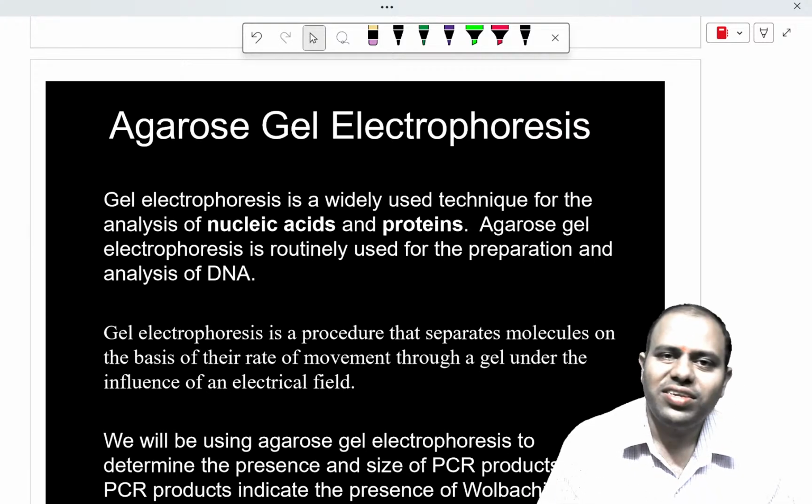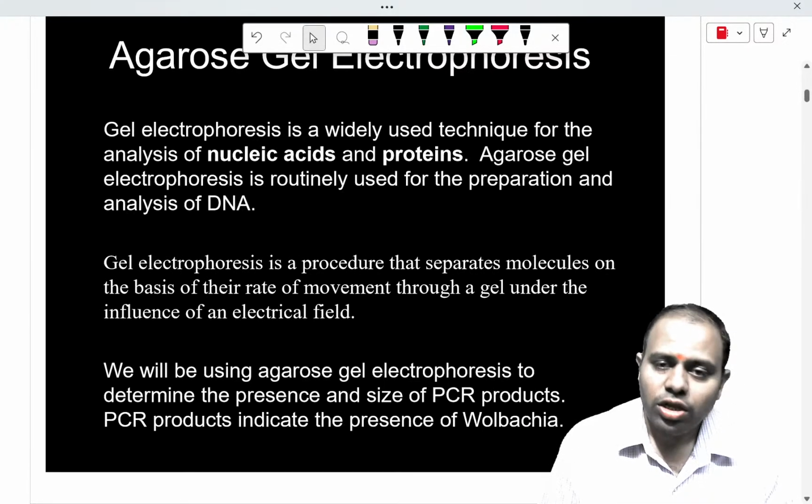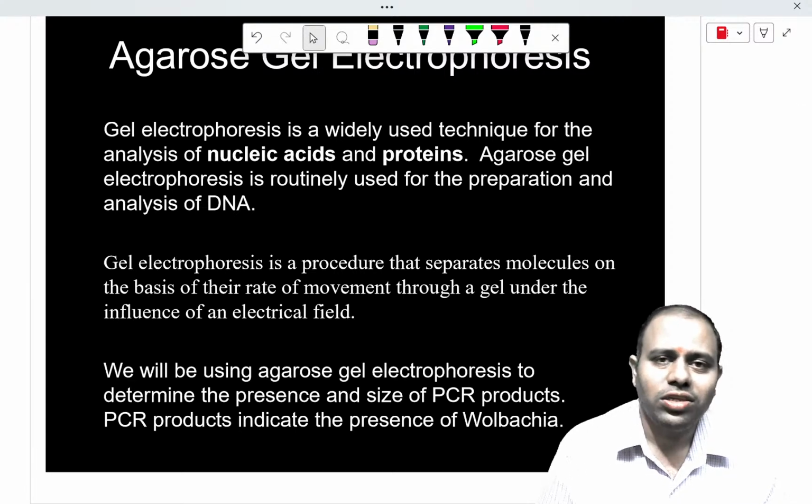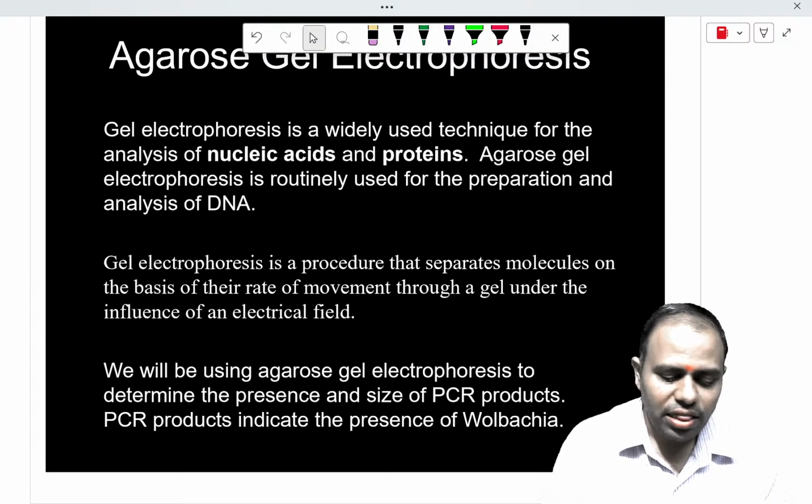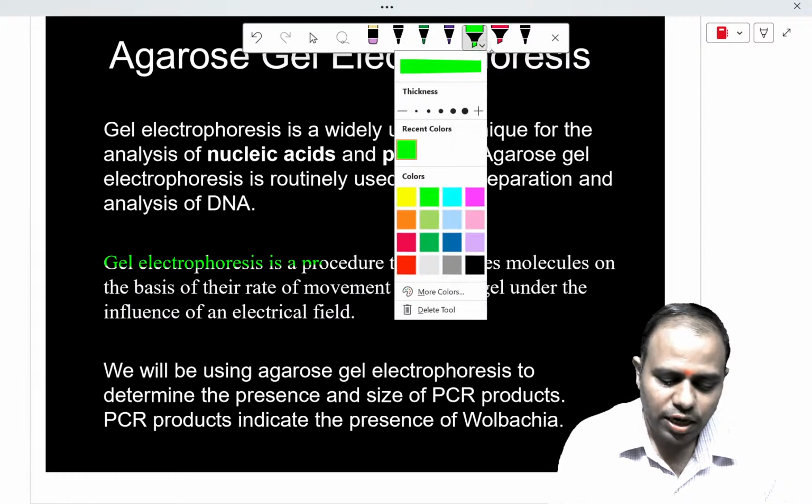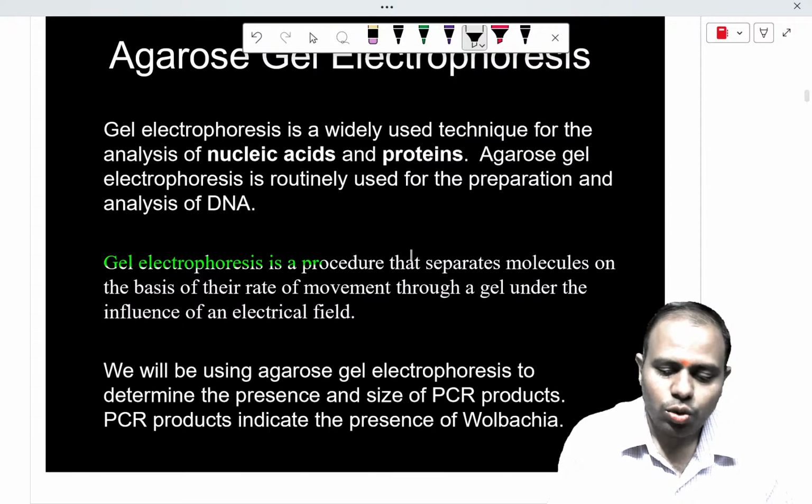Earlier, electrophoresis used to be done on paper or starch gel, until the discovery of agarose. So what is agarose gel electrophoresis? It is a process that is used to separate different molecules.